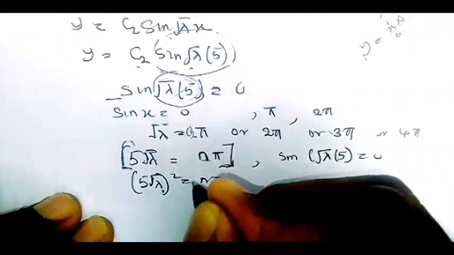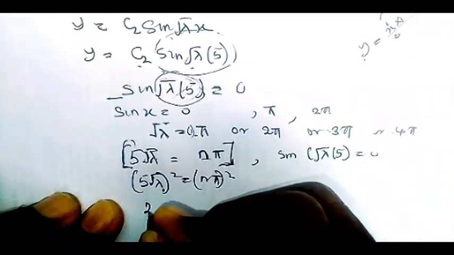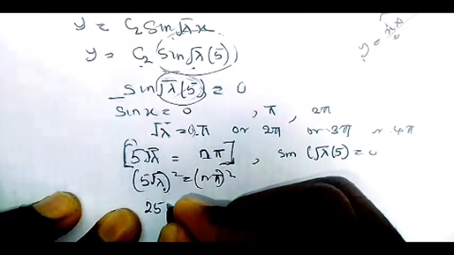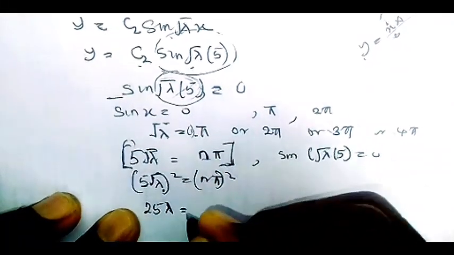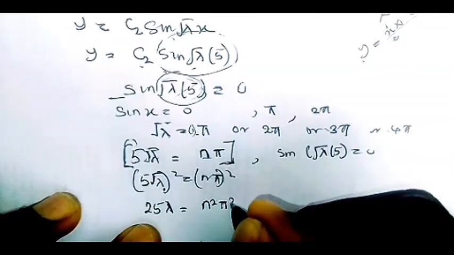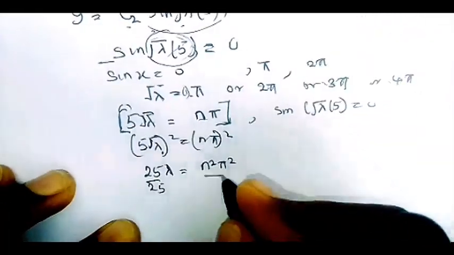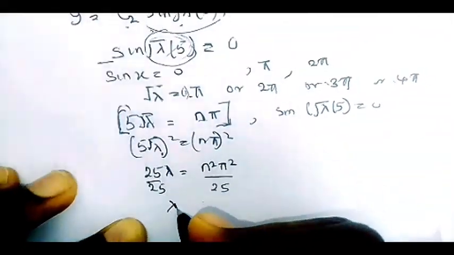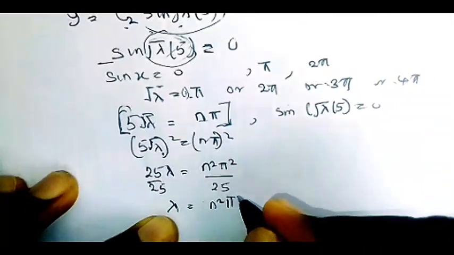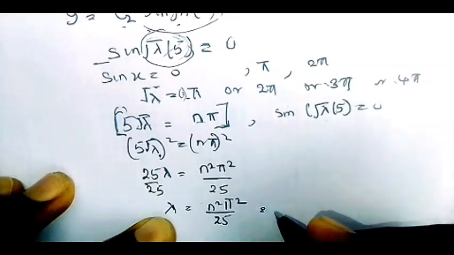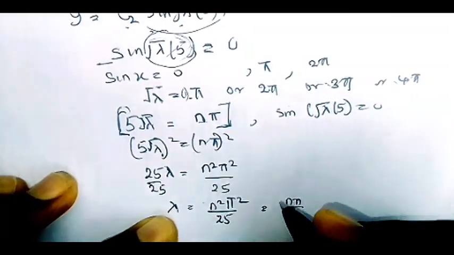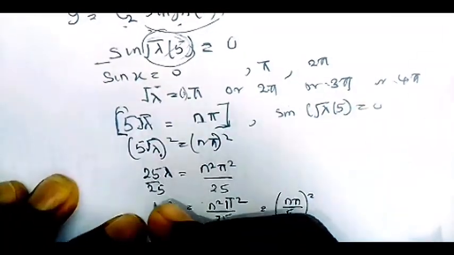Squaring both sides, this is 25 times lambda equal to n square pi square. Divide both sides by 25. My lambda is equal to n square pi square divided by 25, which can also be written as n pi over 5, all squared. So this is my eigenvalue.